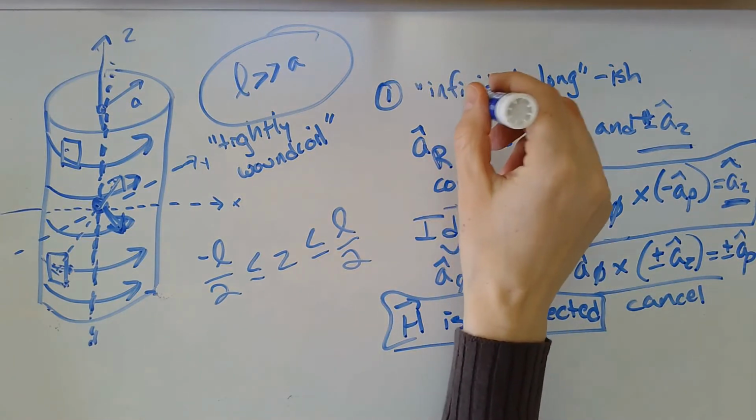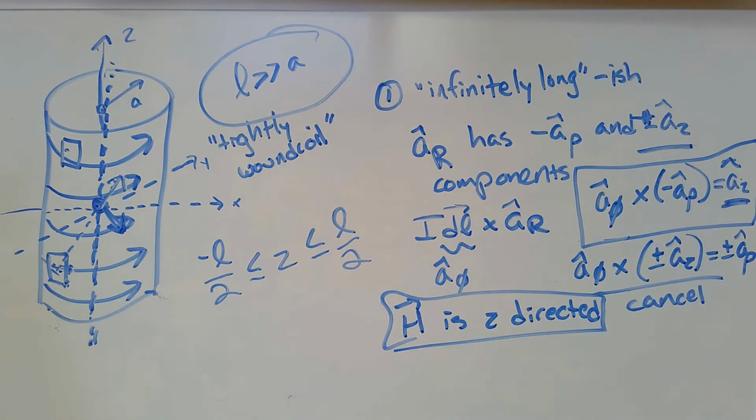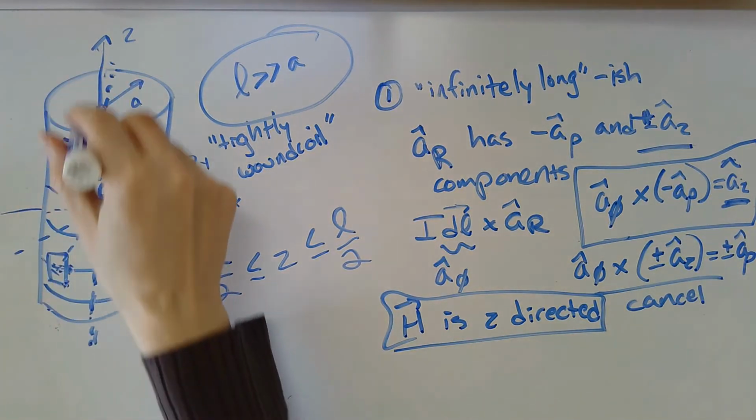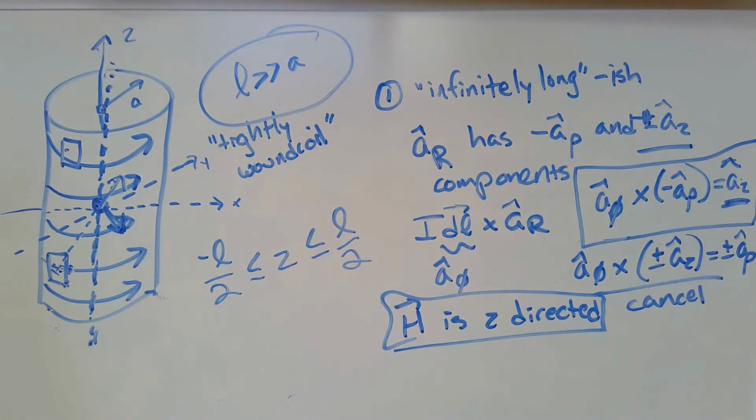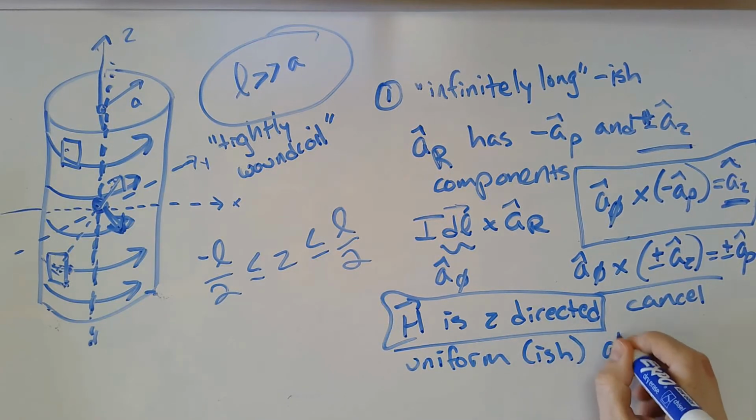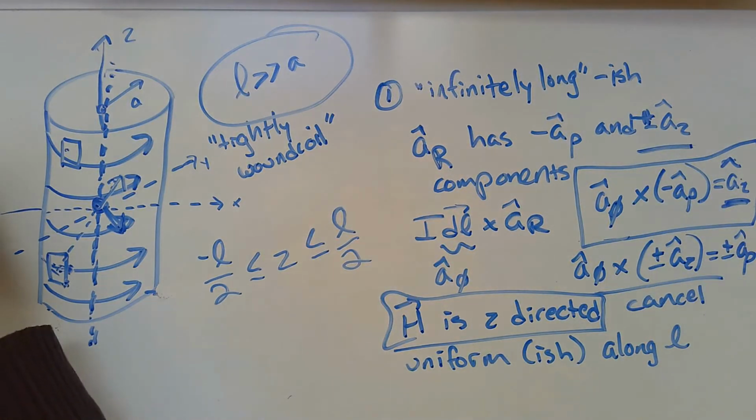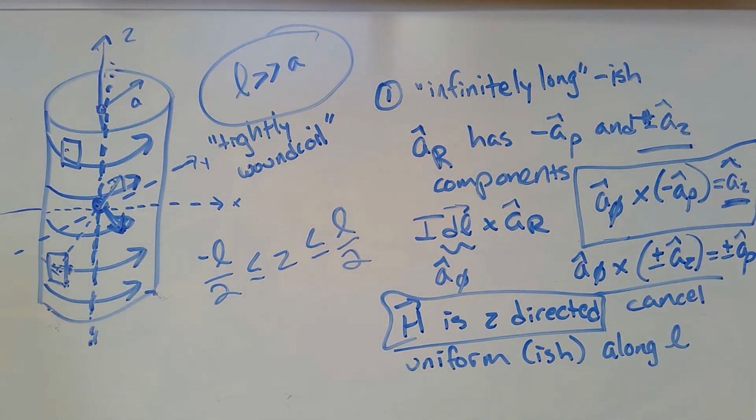And since it is infinitely long-ish, H is uniform along the length of the cylinder. We're engineers, so we can make assumptions like this. And again, this is because we can't see the ends of the cylinder from a point inside the cylinder. So that's the first step. We have decided that H has constant magnitude and it's z-directed. Cool. The second step is that we need to define our Amperian loop.